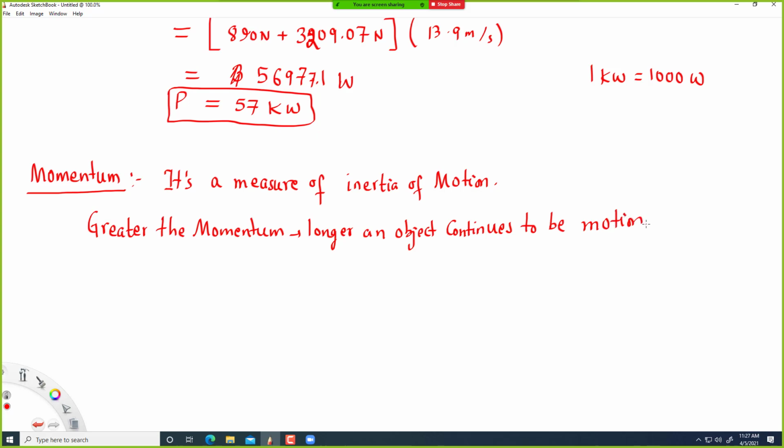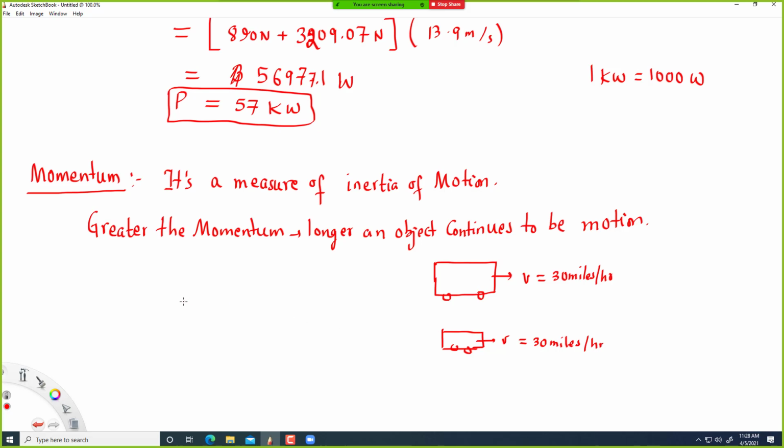Okay, so for example, you have a big truck and a small car. Both are moving at the same speed, let's say 30 miles per hour. Which one do you think will have greater momentum? The big truck. It's harder to stop the big truck. So the big truck tends to continue moving for a longer time.